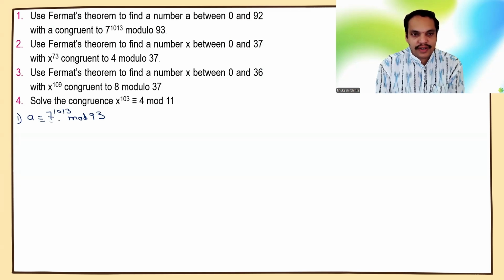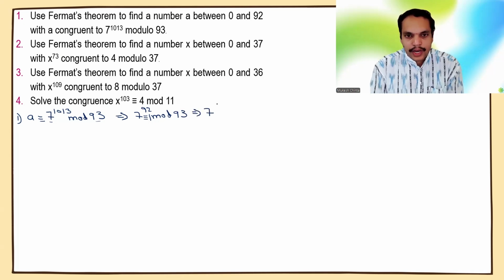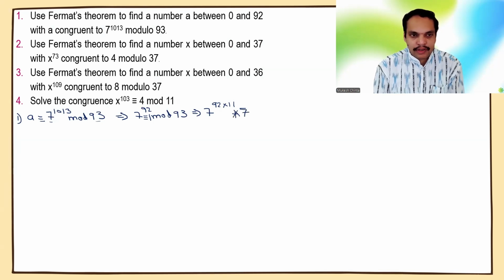If I check 7 and 93, I know that both are relatively prime. So I can write down that 7 power 92 is congruent to 1 mod 93. Then if I divide 1013, what I will get is 7 power 92 into 11, that is 1012, plus 1, into 7.